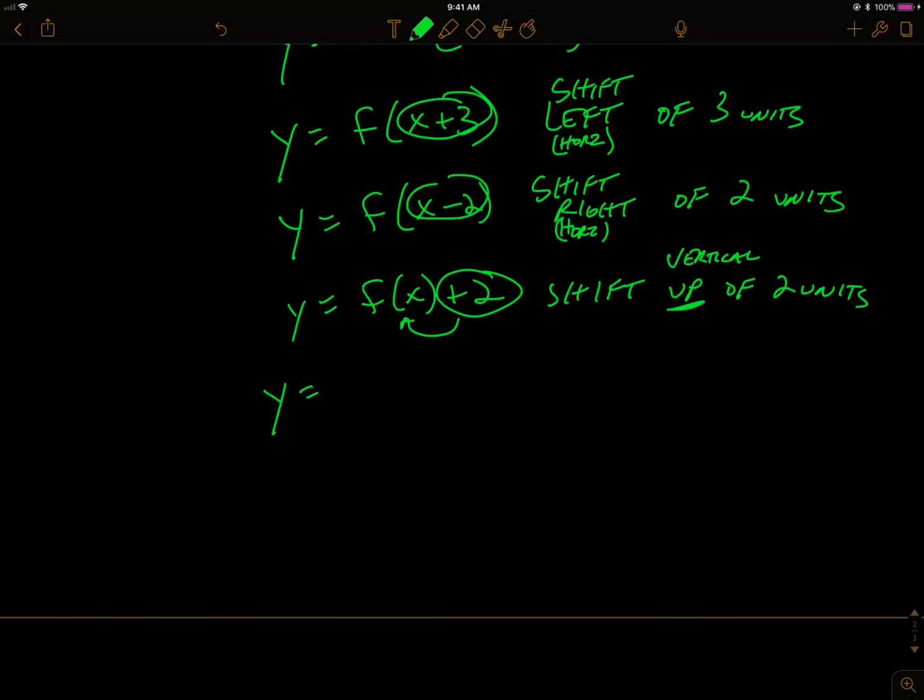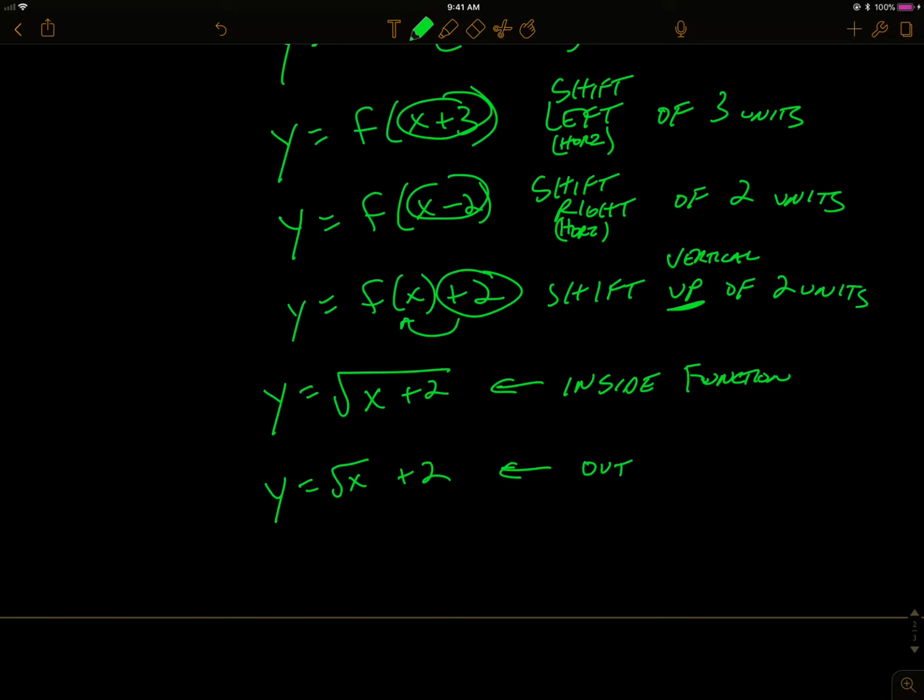Let's use some specific ones. Let's look at the square root function. The first thing I would ask you is that plus 2 inside the function or outside the function? How about this plus 2? Inside the function or outside the function? This one is inside the function. This one is outside the function.